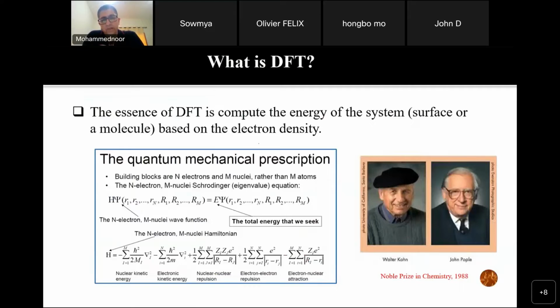Everything is based on the quantum mechanical description of the system. This is the basic equation. Actually, it's much more complex than this. If you refer to a textbook in quantum chemistry, you will get a clear idea of the sophistication inside DFT. But everything starts from here. This is the wave function, which tells where the electrons are, and this is the energy.